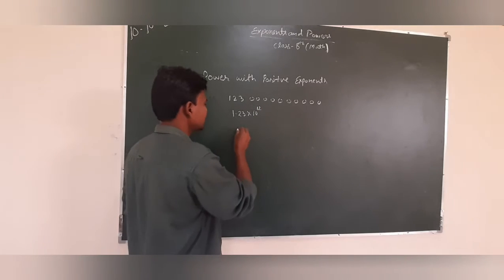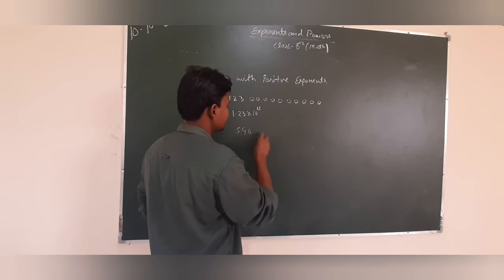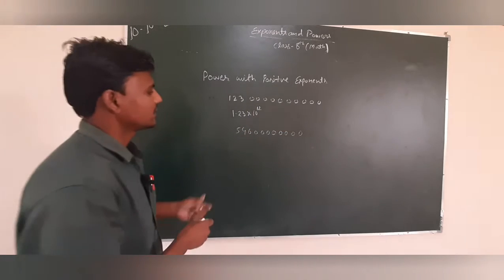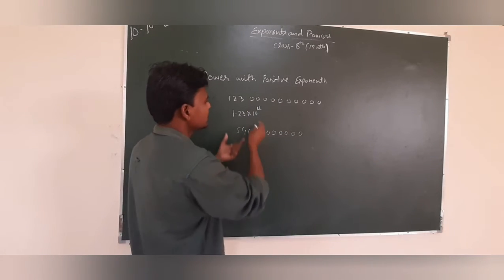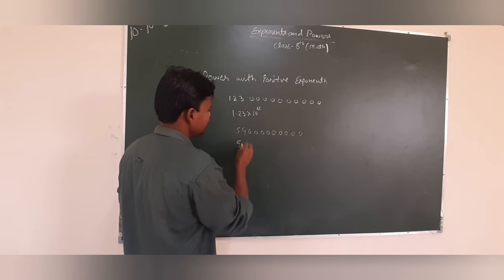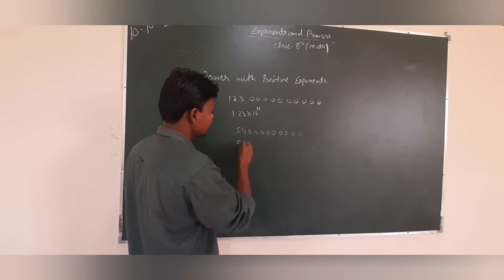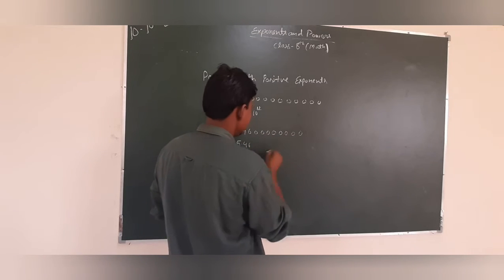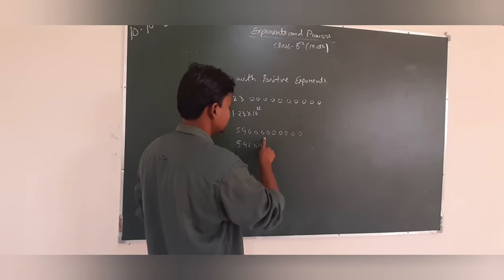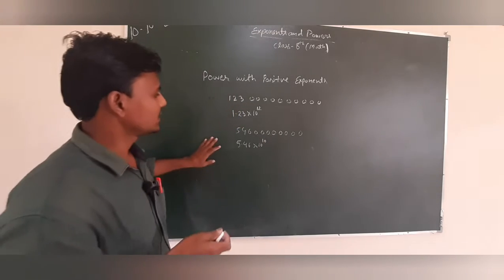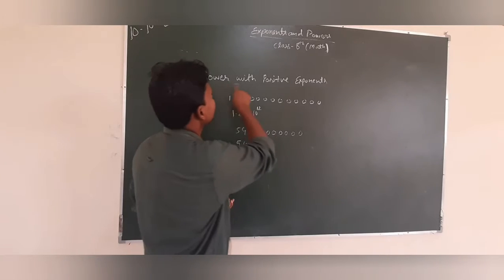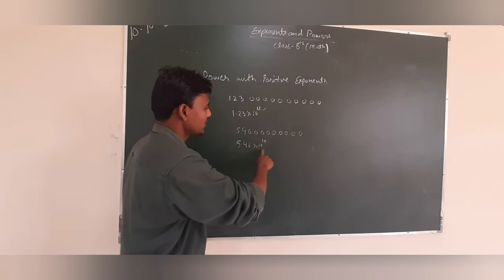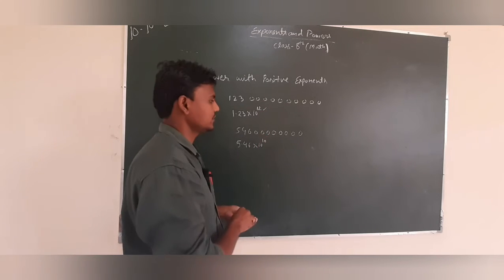Similarly, we choose another number 5 4 6 0 0 0 0 0 0 0 0. Here we can write this number in the simplest form of an exponent: 5.46, then counting 1 2 3 4 5 6 7 8 9 10, into 10 to the power 10. That is power with positive exponent. That means 10 to the power 12, here 10 to the power 10. 10 and 12 both are positive.